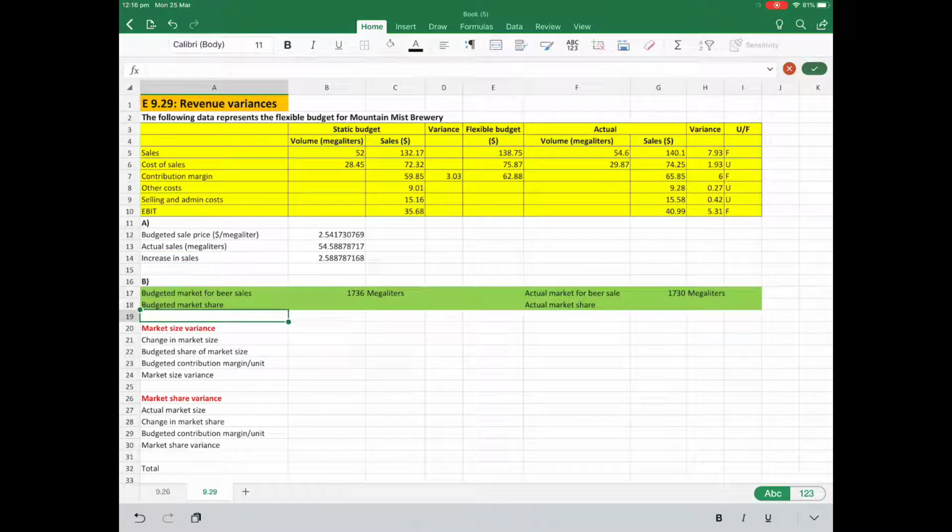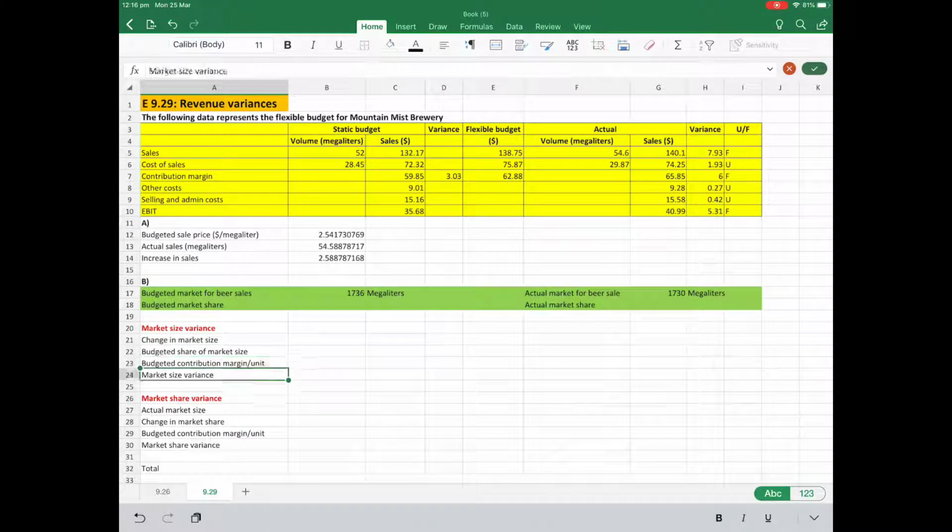All right, so in this question, they ask us to calculate two kinds of variance that might contribute to the change in the contribution margin or the change in the sales. The first one is market size variance, and the second one is market share variance. Market size variance implies that if the general trend of the market has increased, then obviously we will benefit from the favorable market condition. Or if it's decreased, then of course we share some of the risk in the market.